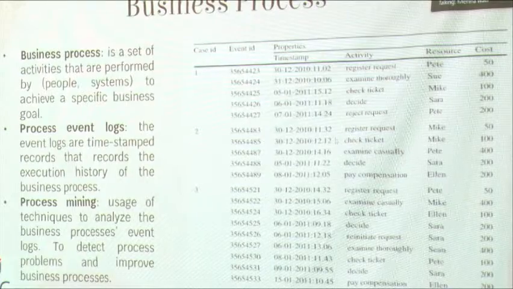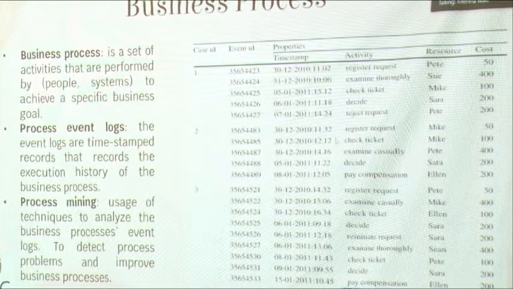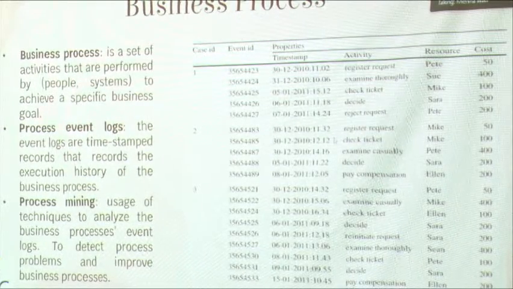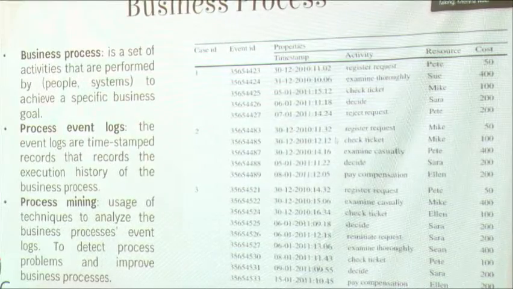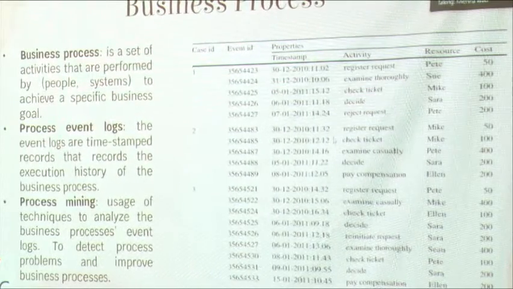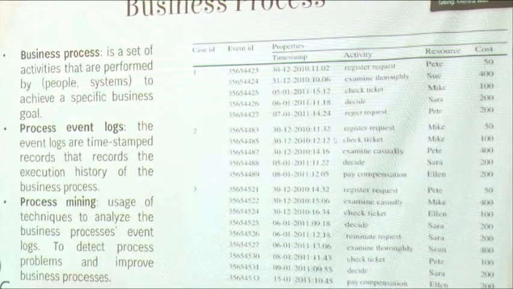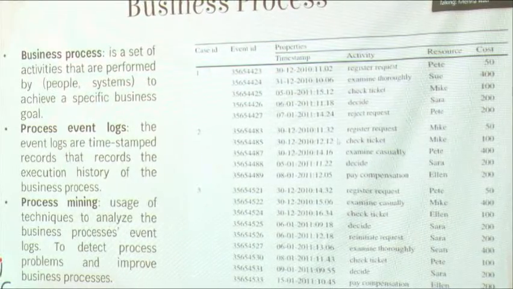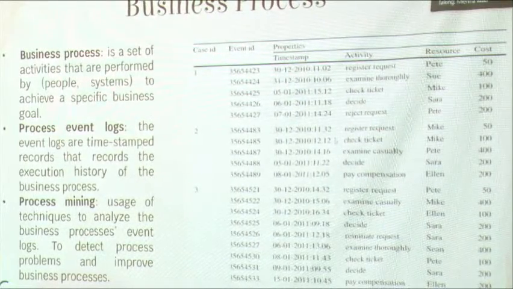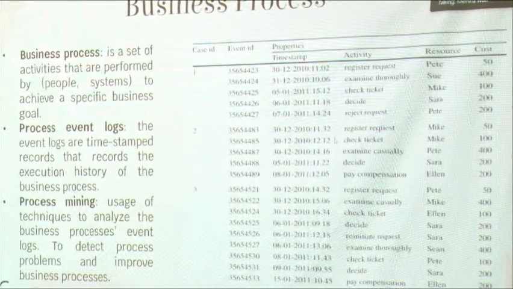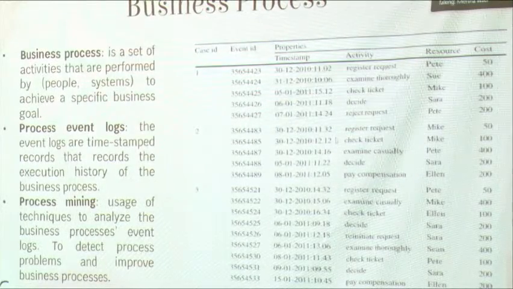And from here we will discuss the concept of process mining, which is the use of different techniques in order to analyze this log, in order to detect the process problems, understand the process behavior, and potentially improve the business process.